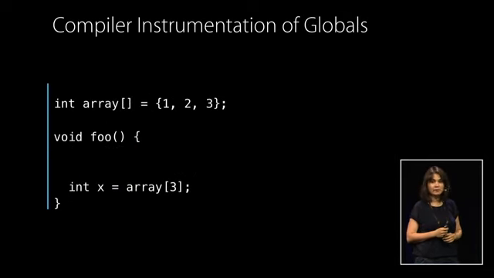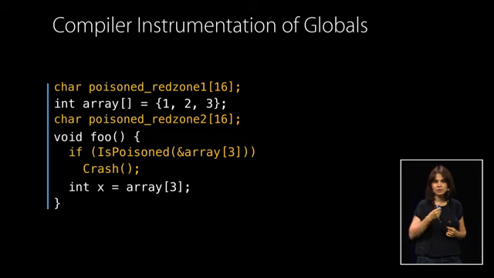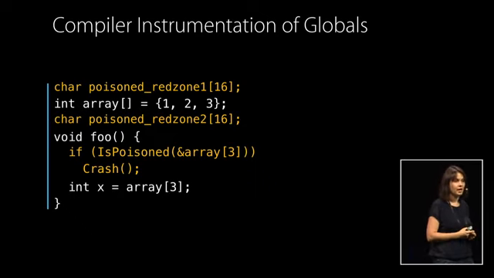Dealing with global variables is very similar. Again, during compilation, the global variables are instrumented, and additional red zones are inserted around them. Now, both stack and global compiler instrumentation is a really useful feature of Address Sanitizer. This is what allows it to find those bugs that other tools cannot catch.